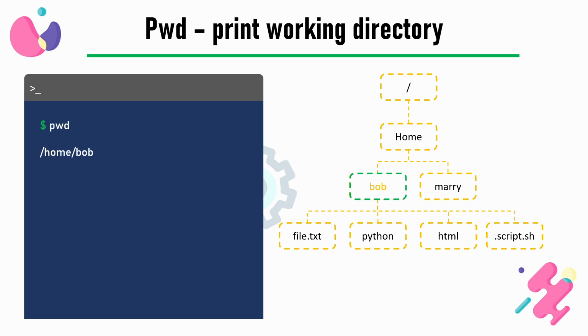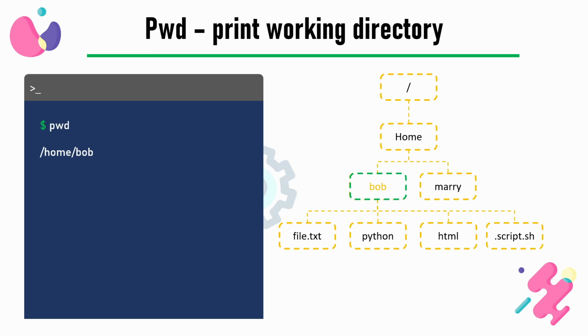Pwd stands for print working directory, and it is used to print the full path of the directory you are currently in. So whenever you don't know your location in the file system, you can use the pwd command, which will display the full path of the current working directory.